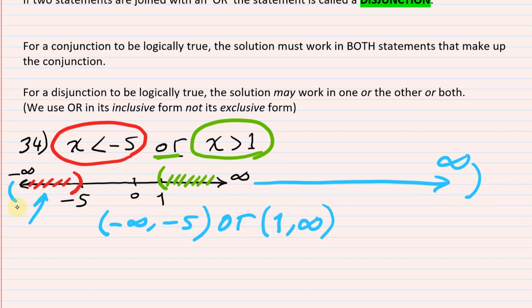Now, a lot of textbooks, including your textbook, actually use the union symbol for the word or. So let's agree the union symbol, the U, stands for the word or. And the inverted U, called an intersection symbol, represents the keyword and. Okay, so let's agree on that convention. All right, and there you go.